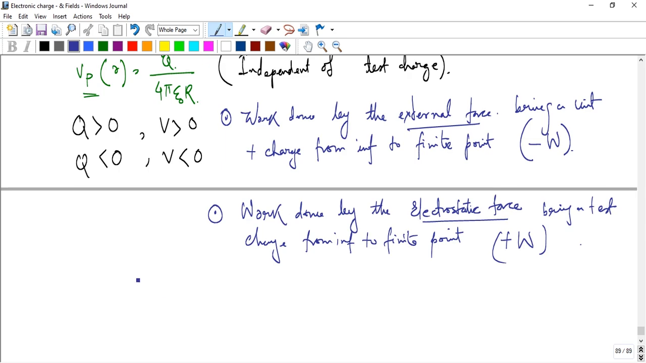So suppose Q, the source charge, is positive, Q greater than 0, and the test charge is also positive, so there is a repulsive force. In both cases, Q greater than 0, it is a repulsive force. And if Q is greater than 0 but the test charge is less than 0, that is an attractive force.